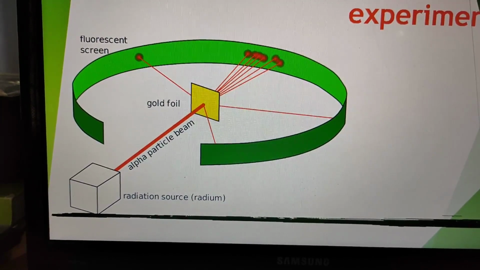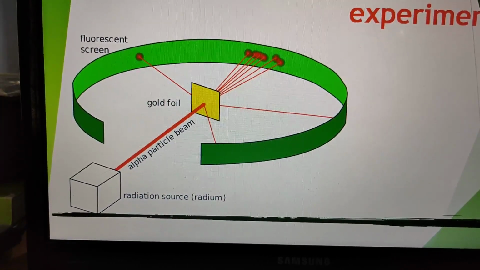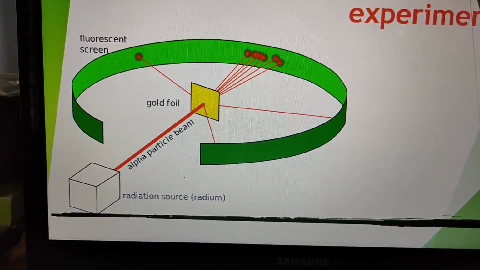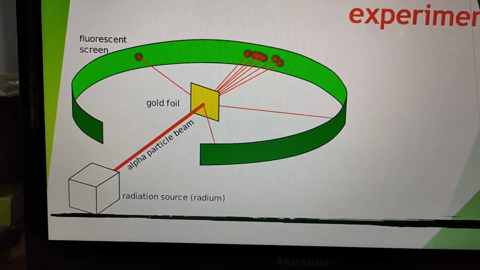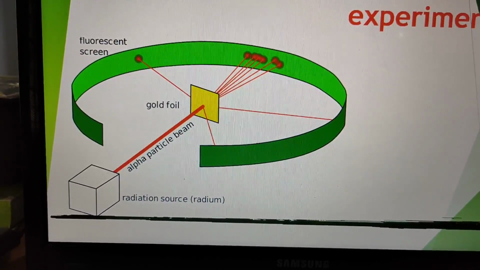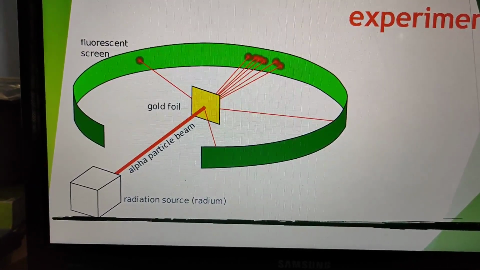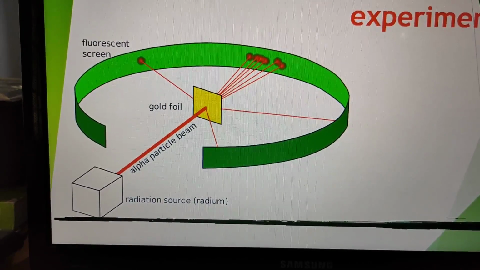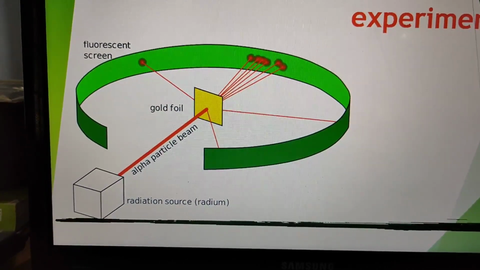Now, you can see that most of the alpha particles are scattered without much deviation because they are penetrating through the gold foil and are incident on the fluorescent screen.